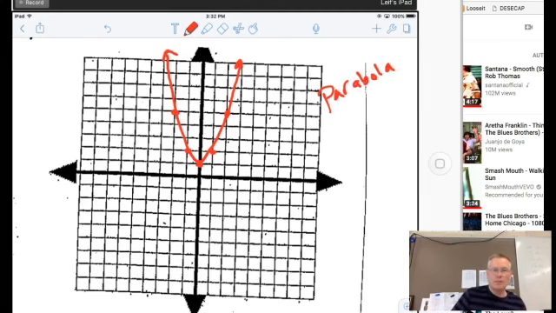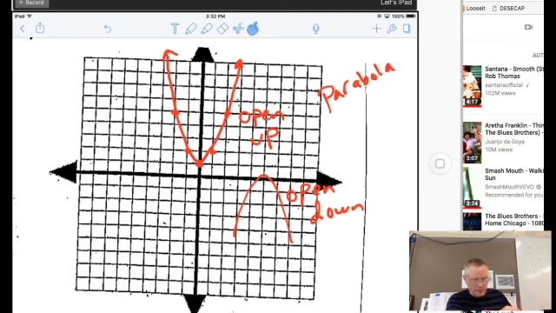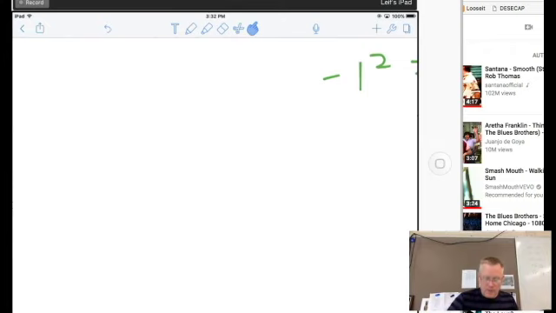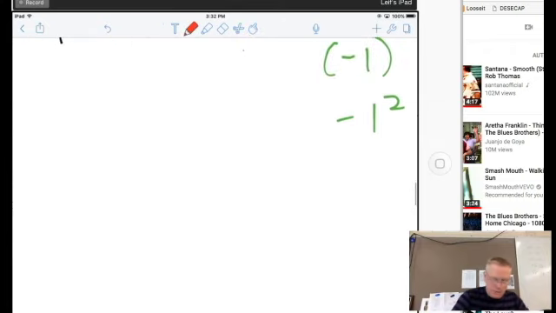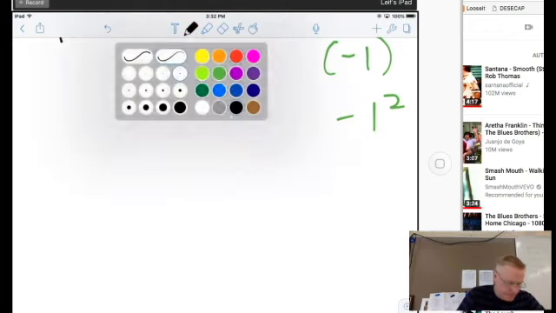And sometimes they'll open up, and other times they'll open down. Okay, this would be opening down variety. This would be the opening up because the mouth goes up. Okay, back to this. All right. So let me get to vertex form.